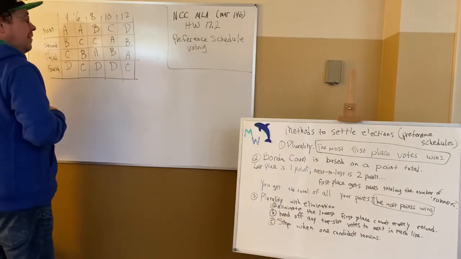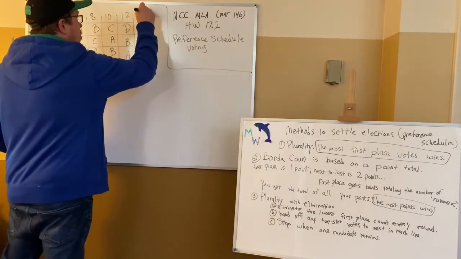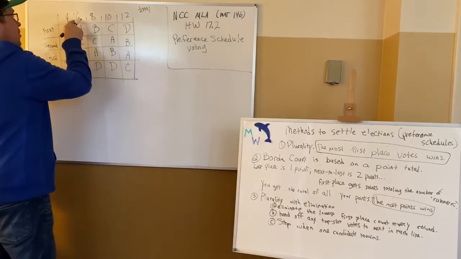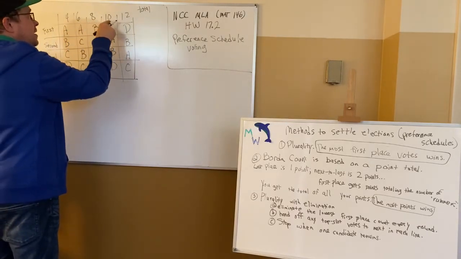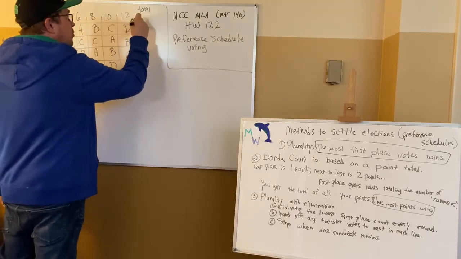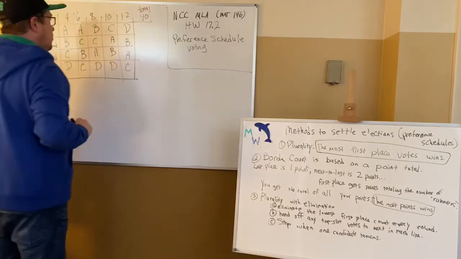Plurality. Let's find out how many votes we got. So total is 4 and 6 for 10, 10 and 8 for 18, 18 and 10 for 28, add 12 more, we're looking at 40. 40 total votes. Okay.